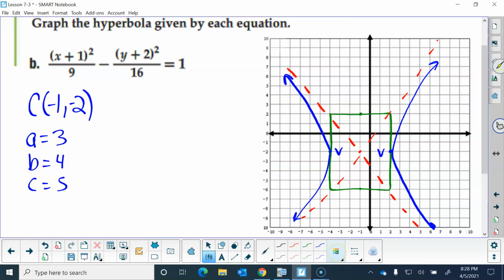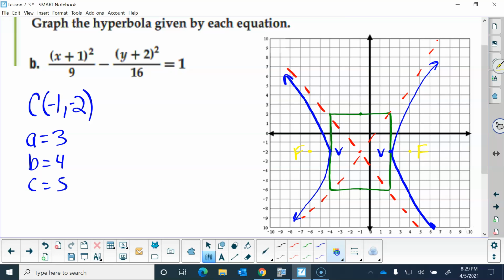and then your focus points would be found by going to the right 5 and to the left 5. So there's your 2 focus points. And that's the graph of this hyperbola that has a center at -1, -2 with horizontal orientation.